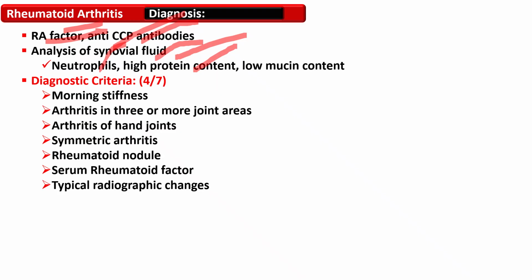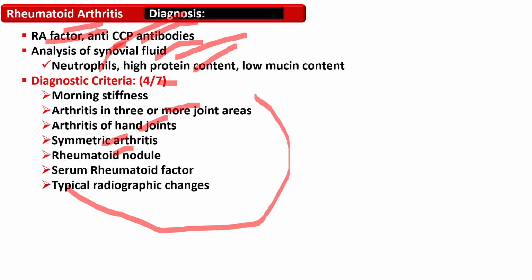Sometimes it goes beyond 50,000 per microliter, but the majority of these inflammatory cells are neutrophils. There is a diagnostic criteria for the diagnosis of rheumatoid arthritis. 4 out of 7 of these criteria should be present to diagnose or label a patient with rheumatoid arthritis, and these criteria are morning stiffness, arthritis in 3 or more joint areas, arthritis of hand joints, symmetric arthritis, rheumatoid nodule, serum rheumatoid factor, and typical radiographic appearance.